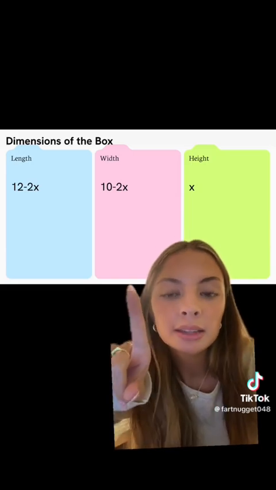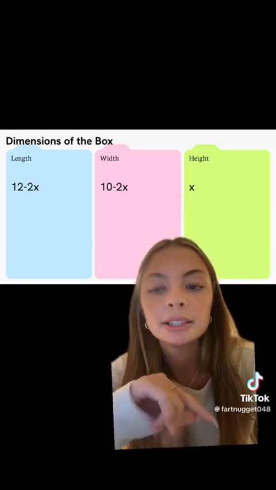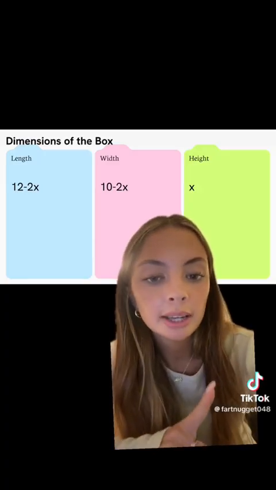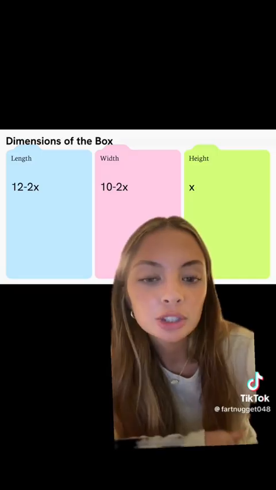After cutting out squares of side length x, the height of the box becomes x. The length, 12 feet, and the width, 10 feet, are reduced by twice x since we removed one square from each side. This gives us a length of 12 minus 2x and a width of 10 minus 2x.